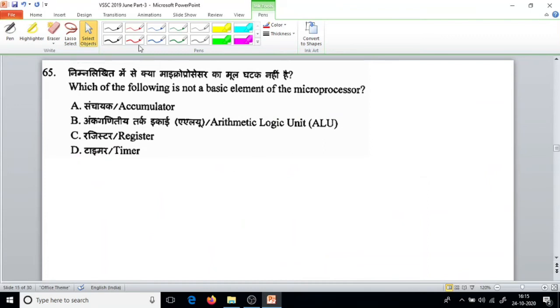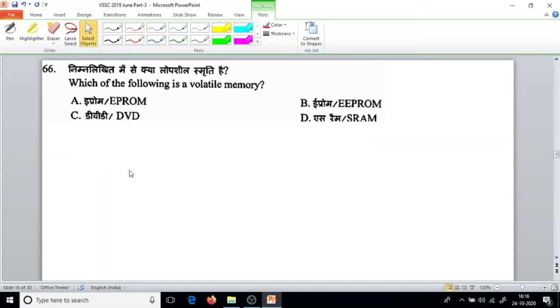Question number 65. Which of the following is not a basic element of the microprocessor? See, to make a microprocessor, accumulator, arithmetic logic, and register is a must. But this is optional. This is not a must for a microprocessor. So the answer is option D, timer. Timer is not a basic element, but nowadays all microcontrollers and microprocessors come with a timer, but it is not a basic element of the microprocessor.